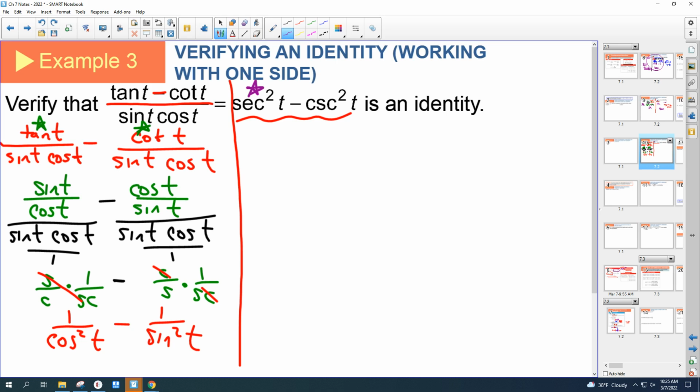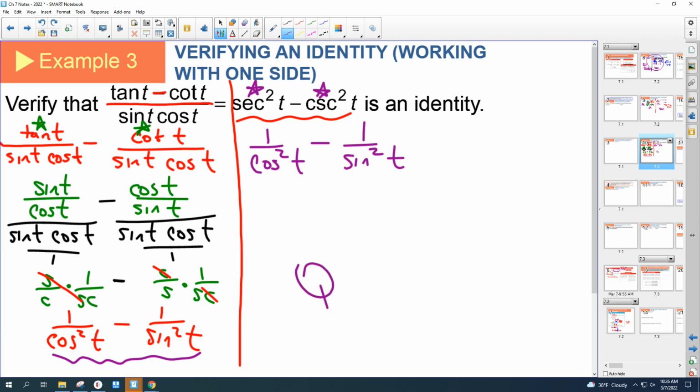We know secant is 1 over cosine, and that's what we want. We want it to equal 1 over cosine squared t, and that's what we have. Minus, cosecant is 1 over sine, so that's going to be 1 over sine squared t, and that's exactly what I needed. Left side equals right side, QED.